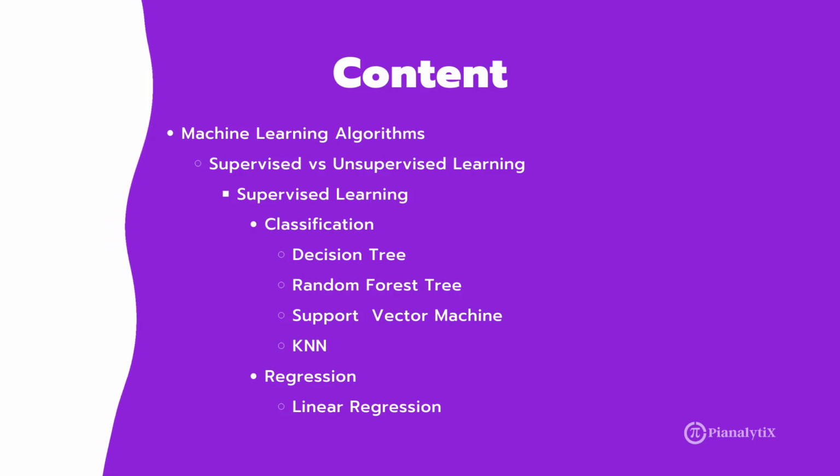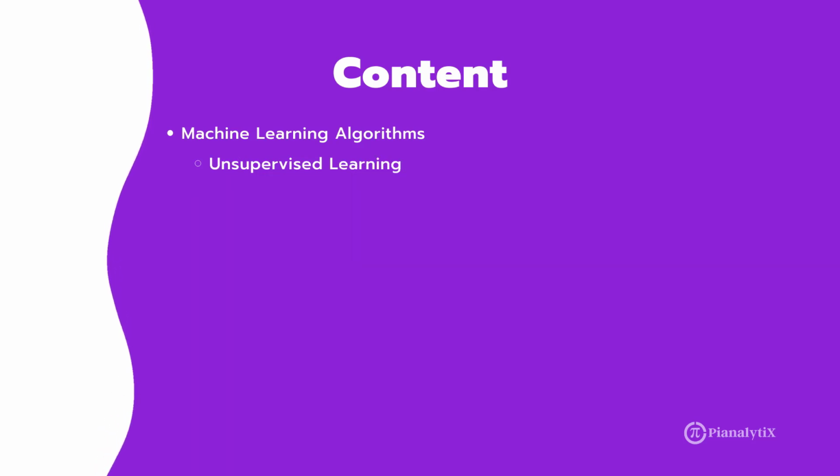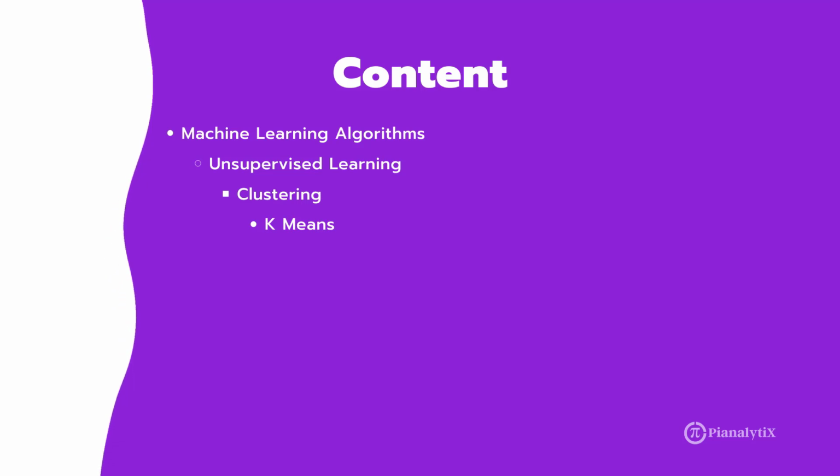Once we complete supervised learning, we will move to unsupervised learning and understand what exactly unsupervised learning is, and how to find out that a problem is unsupervised learning. In unsupervised learning, we will learn about clustering, and in clustering there are multiple algorithms, but in this course, we will cover k-means. And we will also understand the mathematics behind k-means and other algorithms.